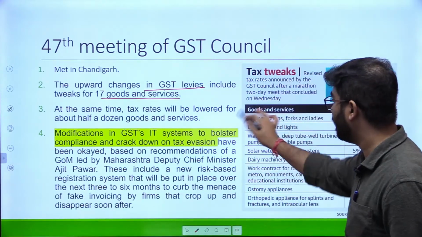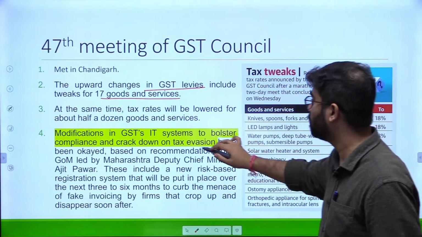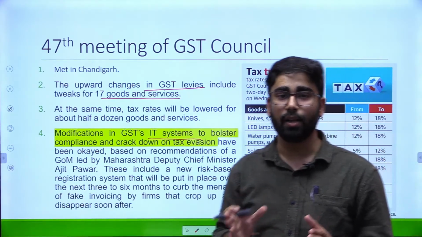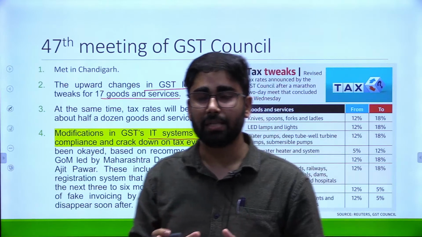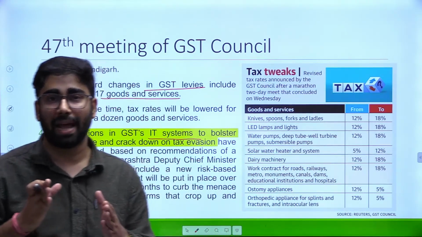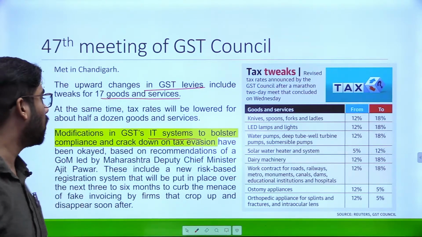And there were several different decisions also, such as modification in GST IT system to bolster compliance and reduce tax evasion. This means कि इसके IT सिस्टम को और स्ट्रेंथन किया गया है ताकि बेटर कंप्लायंस किया जा सके और टैक्स इवेजन को रोका जा सके.